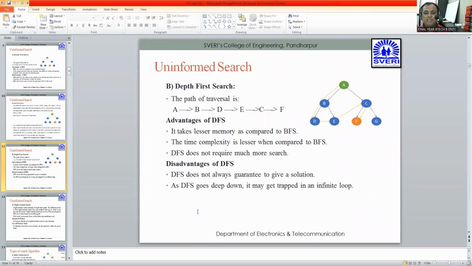Some of the disadvantages are that it is not always guaranteed to give a solution. Then it may be trapped in an infinite loop.